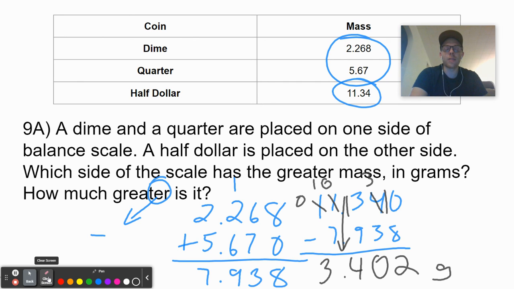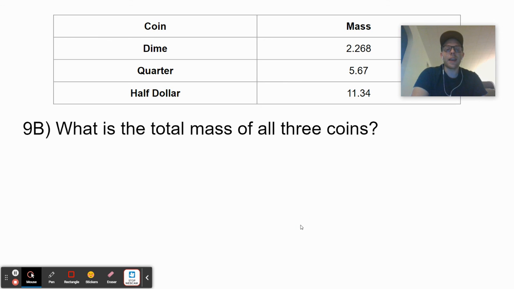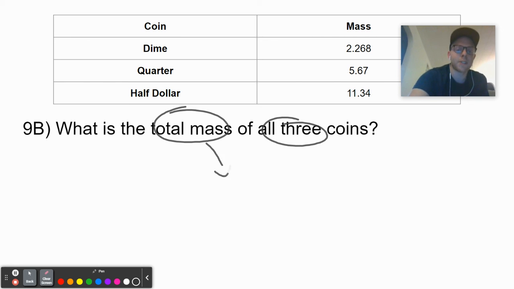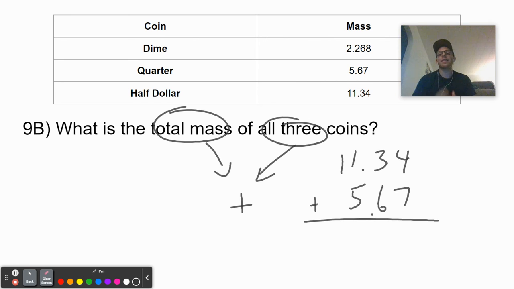All right. And that is an open-ended question, so that wouldn't really have been matching up with a multiple choice. So I'm going to go ahead and clear my screen. I'm going to tab us over one last time. And it says, what is the total mass of all three coins? Well, total mass, all three, that should be setting off giant alarms and whistles in your head that you're adding all of these together. I would really encourage you to do these as two separate steps. So I'm going to take my first two values and add those together. And then once I have that answer, I'll add the last piece. Hopefully that makes some sense for you guys.